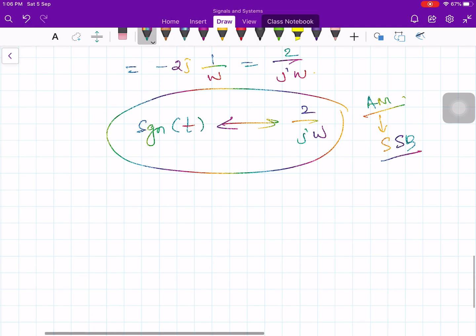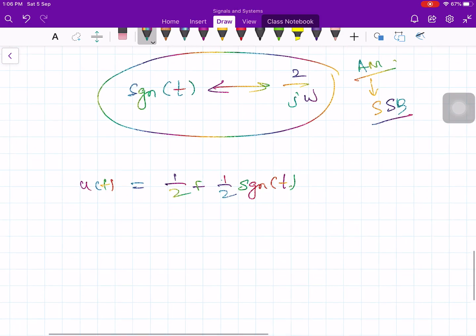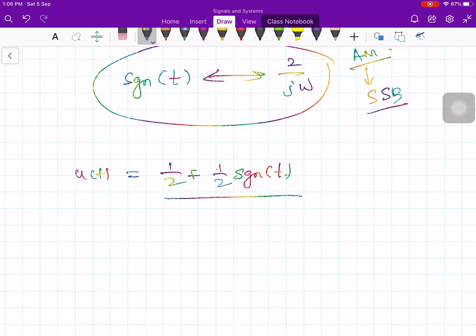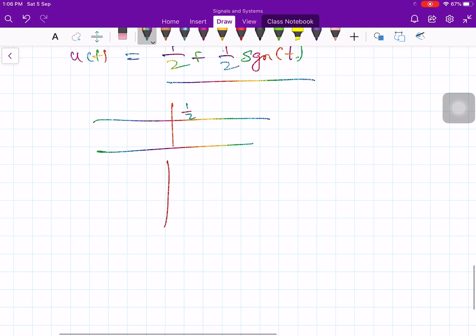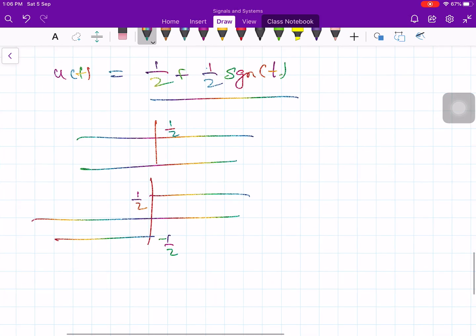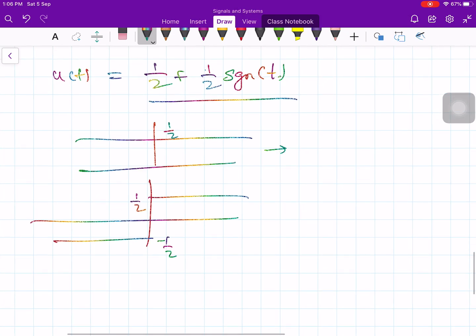you recall that u of t is 1/2 plus half times Signum of t, right? So just apply this. Half is like this, 1 by 2, then another one is like this half, and this is minus half. Now what is the Fourier transform of this? This is 2 pi times del of omega, then 1 by 2 times 2 pi times del of omega, 2 will get cancelled, therefore pi times del of omega.